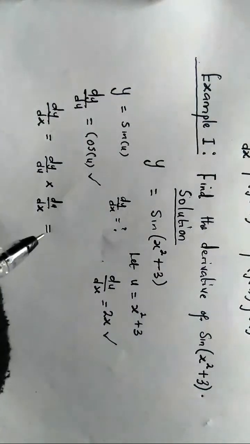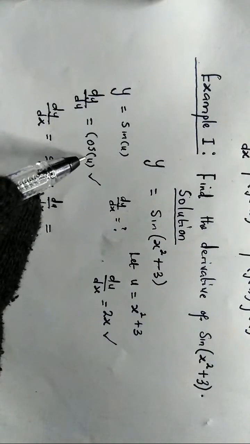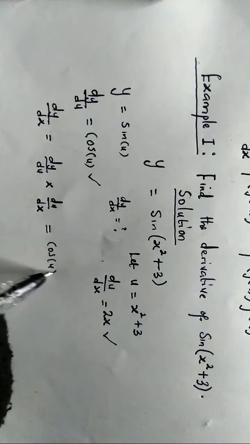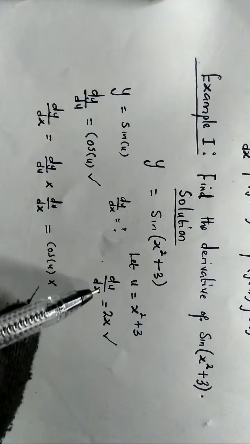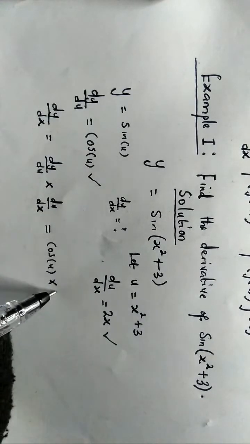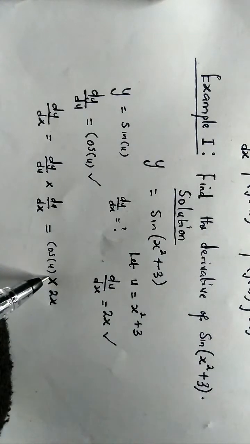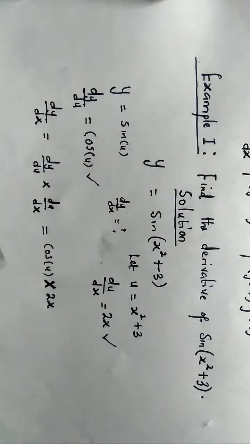And correspondingly, this is equal to dy du. Here is the corresponding value, that is the cosine of u, then multiplied by du dx, which is equal to 2x, right? So this is 2x.